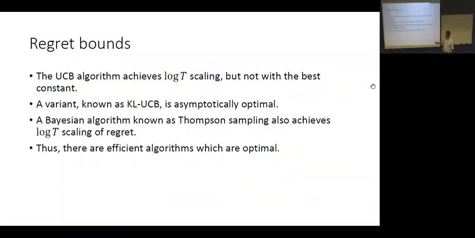Okay, and how well does the UCB algorithm do? It does achieve the log t scaling, not with the best constant, slightly worse than the best possible constant from the Lai-Robbins bound, and there's a slight variant that does achieve the best constant. This is all in the frequentist setting. There are also similar things in the Bayesian setting. There's an algorithm known as Thompson sampling, which you may be familiar with, which also achieves the log t scale.